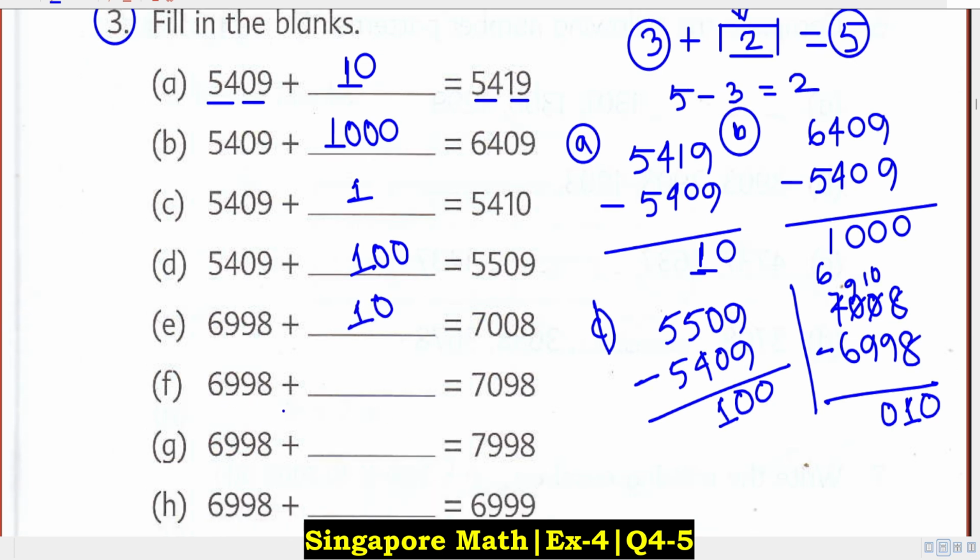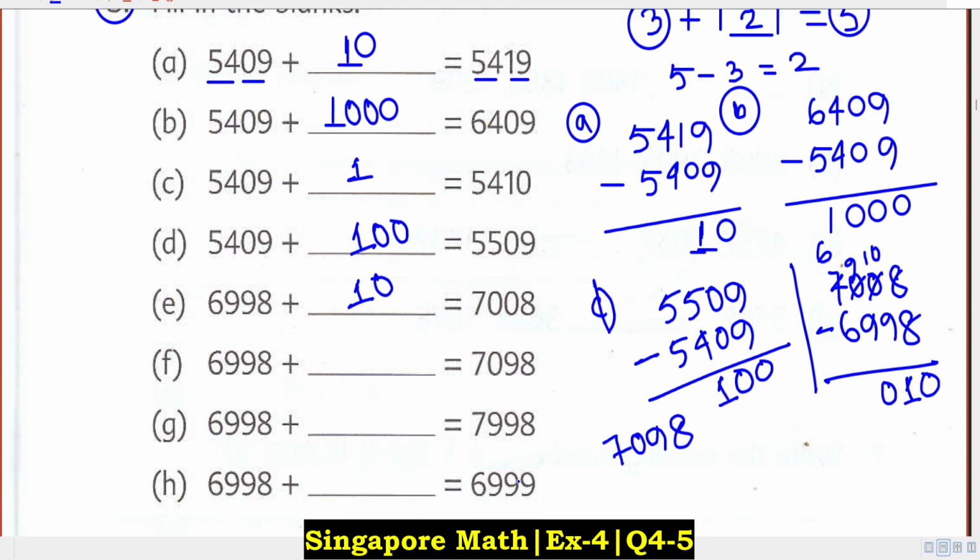So 6998 plus something equals 7098. So what will be the result? 7098 and here is 6998. So 8 minus 8, it will be 0. 9 minus 9, it will be 0. 0 minus 9, it's not possible. So we take from here. So it will be 10 and this one becomes 6. 10 minus 9, it will be 1, and 6 minus 6, it will be 0. So here is also what? 100.